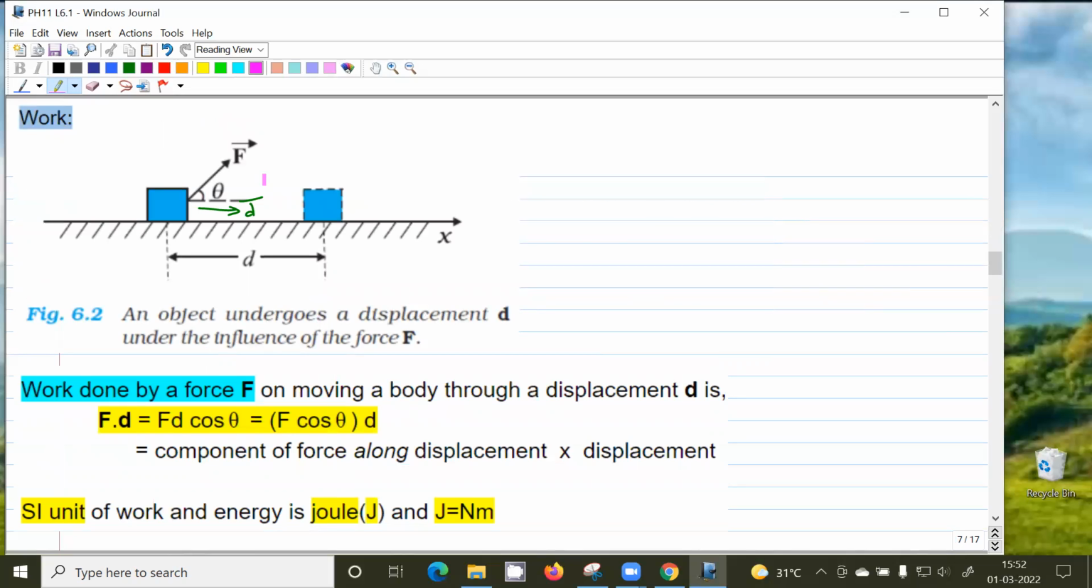Okay, and work done. So right now we have understood the dot product of the vectors. Work done is defined as a dot product, F dot D. So it is F into D into cos theta, where theta is the angle between them. It can be interpreted as F cos theta, the component of force along displacement, into the displacement. The unit of work done is the same as the unit of energy, which is joule. In terms of Newton and meter, it's Newton meter.